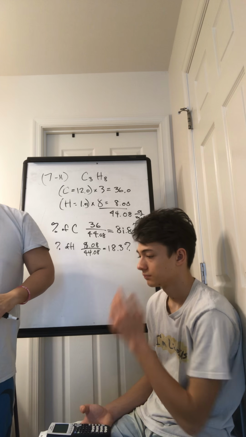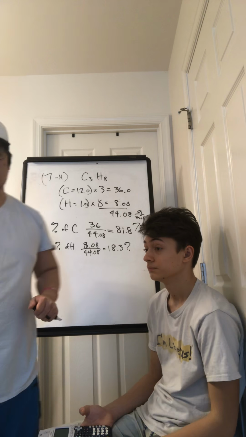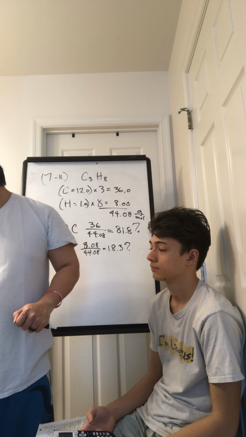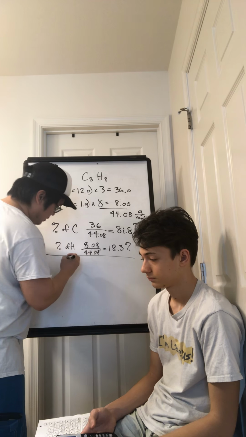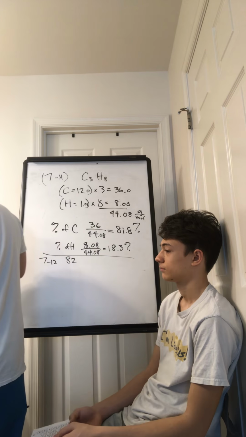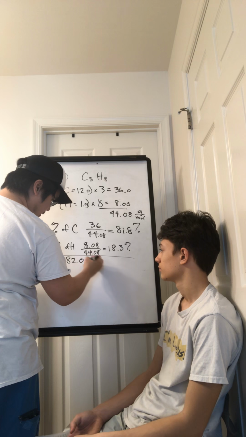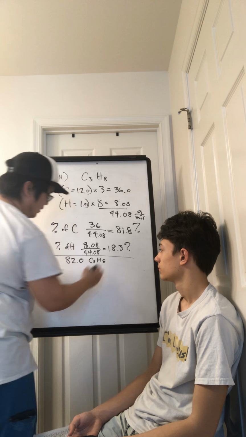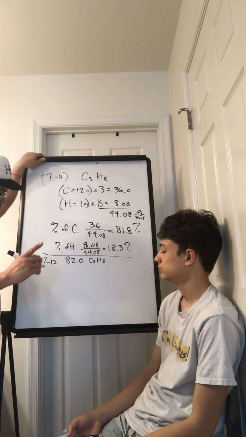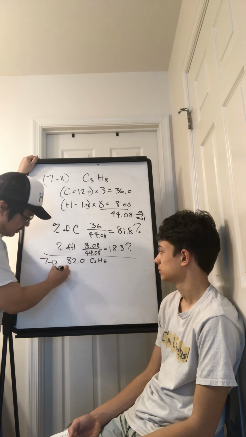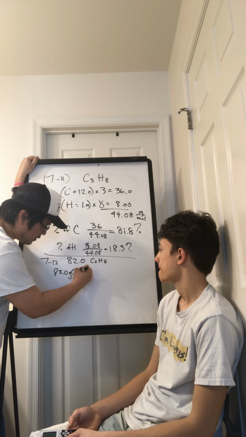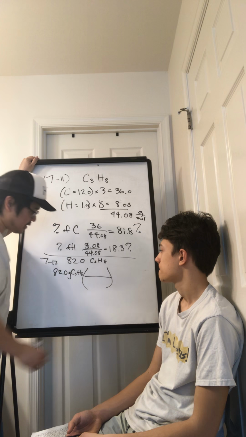Now, 712 is a pretty cool problem. I kind of want to go into that one real quick. I'm just going to leave that up there. But they say, okay, say that we have 82.0 grams of C3H8. How many grams of carbon do we have? Okay, check this out. I'm going to start off with 82.0 grams of C3H8. I'm going to multiply this by some fraction.